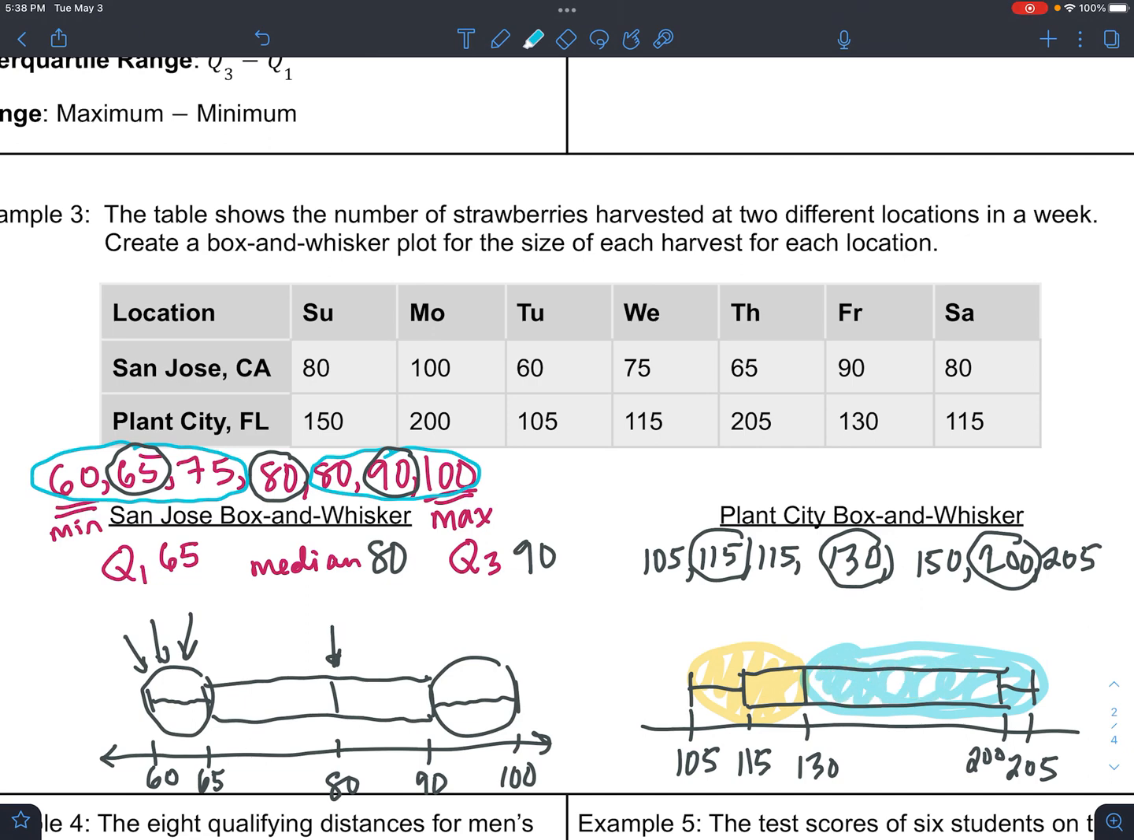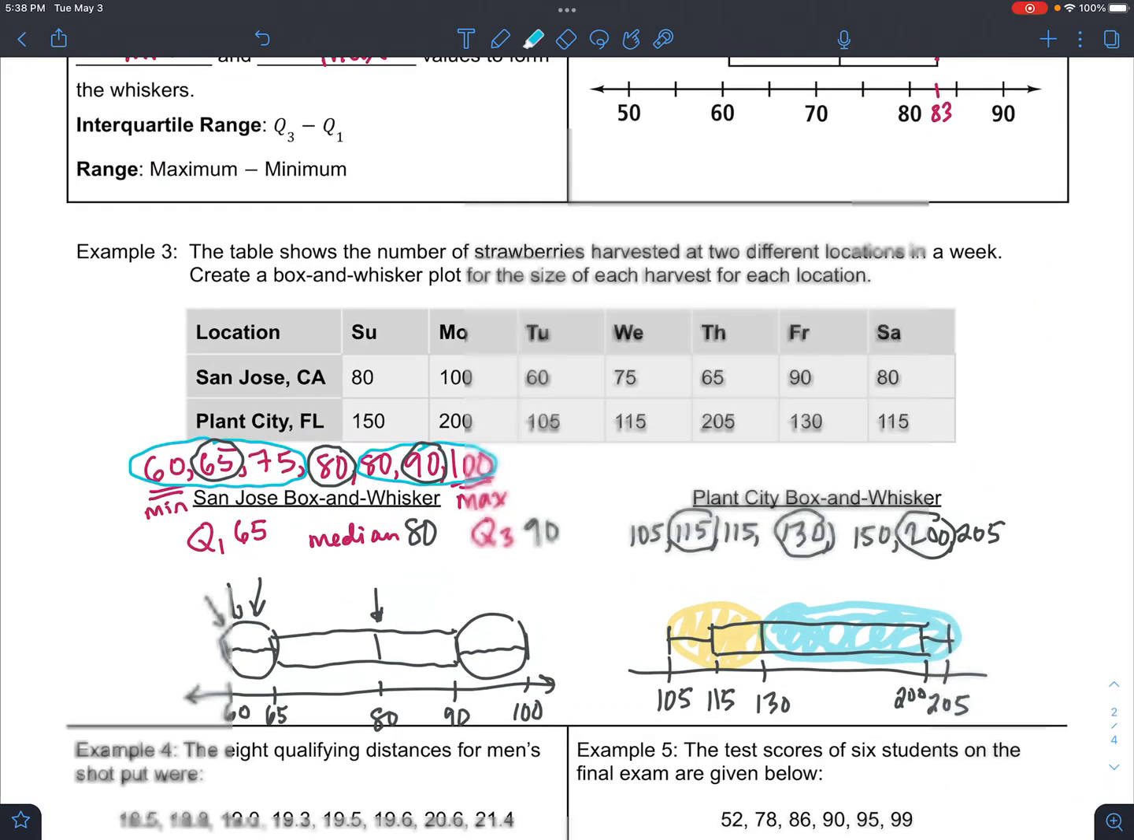Okay. The two cities compared to each other, it's hard to do it when they're not on the same number line, but we can see that in Plant City, the median is a lot bigger, almost double, and the range is a lot bigger. So in Plant City, seems like you could get 100 one day and then get 200 the next day, right? So it's pretty variable. Whereas in San Jose, it's a little bit more tight, a little bit more predictable.